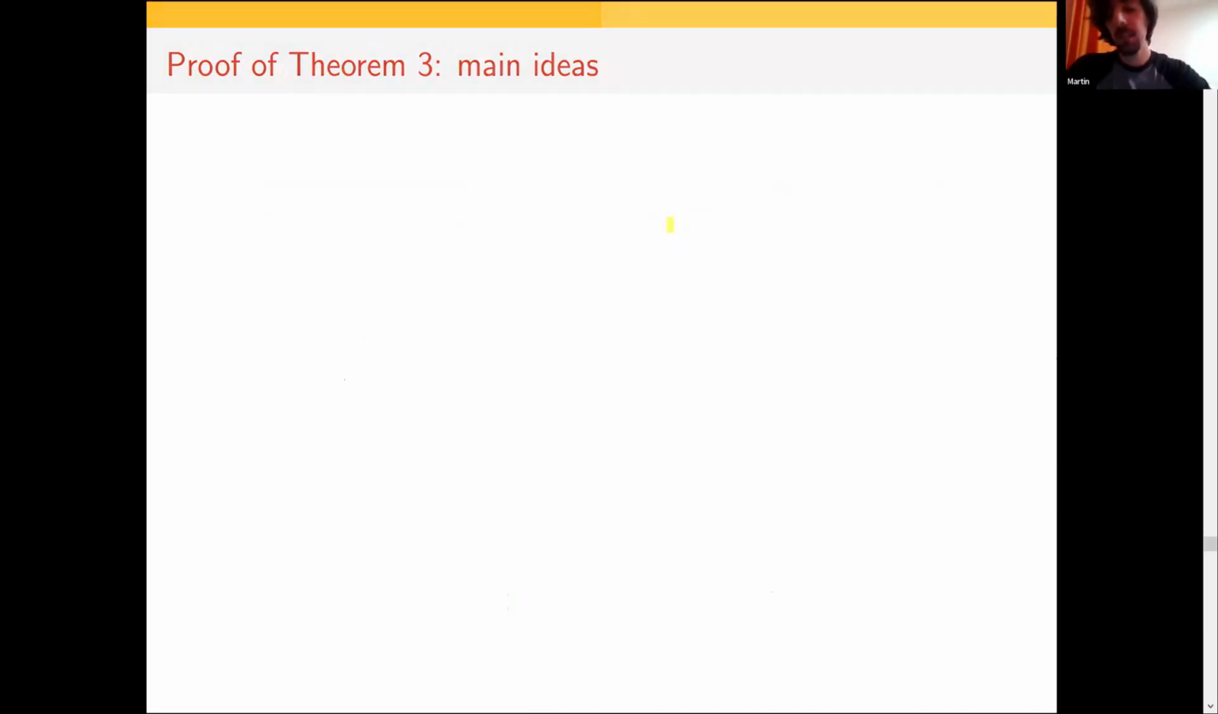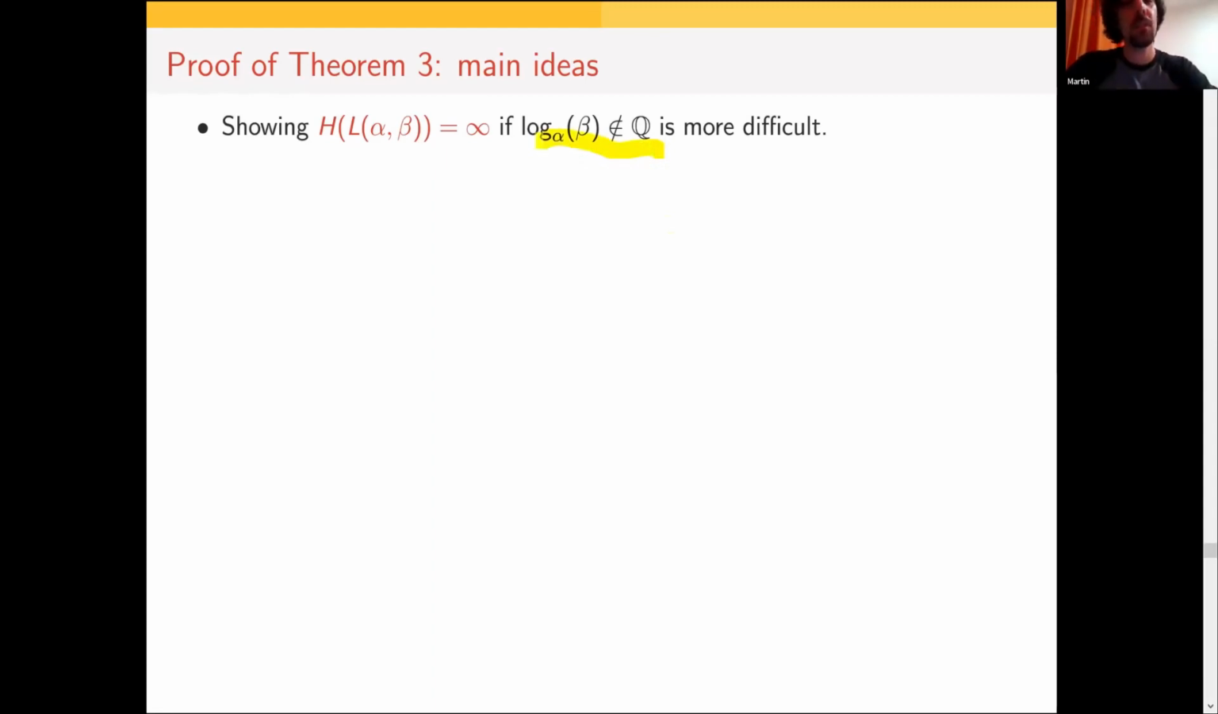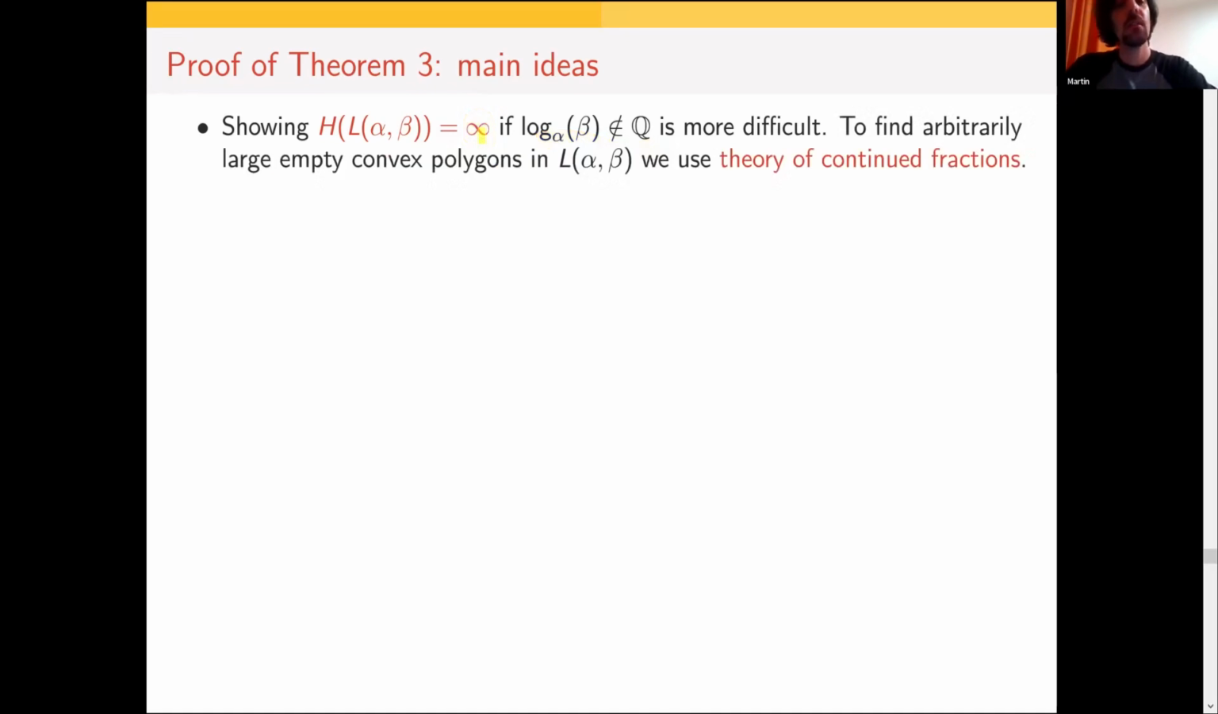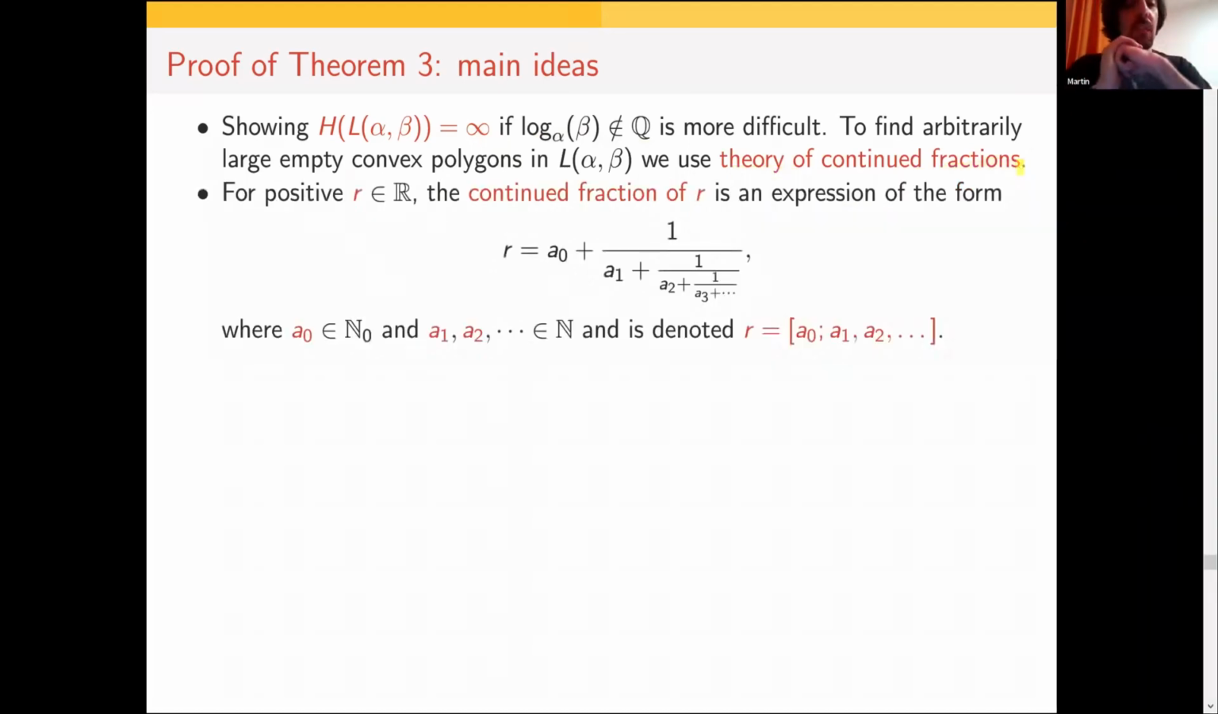The fun part is when we want to show the infinite bound if the logarithm is irrational. So let's assume that this logarithm is irrational, and we want to find arbitrarily large empty convex polygons in our exponential lattice. Now this actually falls more into number theory, because the main ingredient to find these large holes is to use the theory of continued fractions.